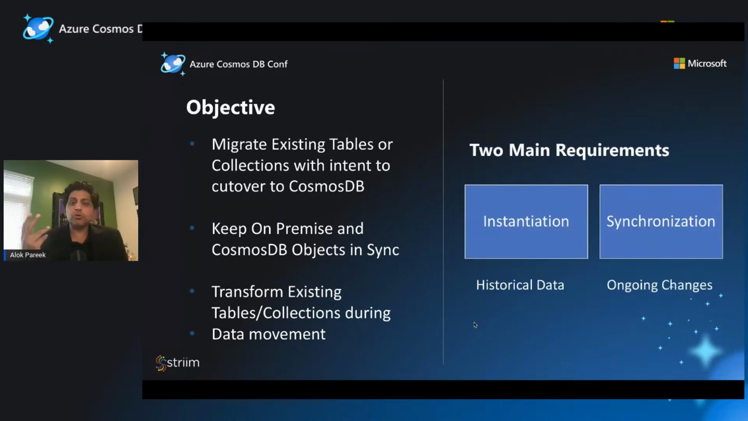So typically, there are two things going on here. One of them is, how do I do a scaled instantiation, often known as an initial load, where you might have existing data for a decade or two, and you want to move all of that data over? So you have an initial snapshot.